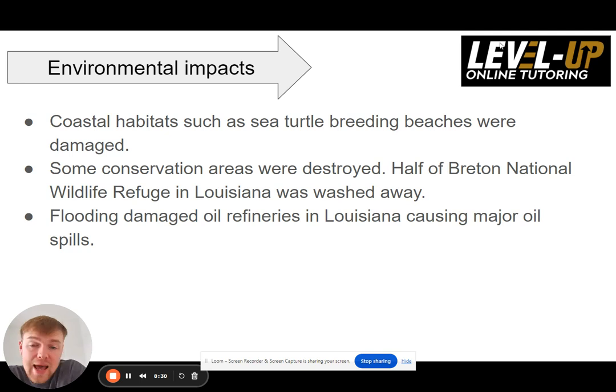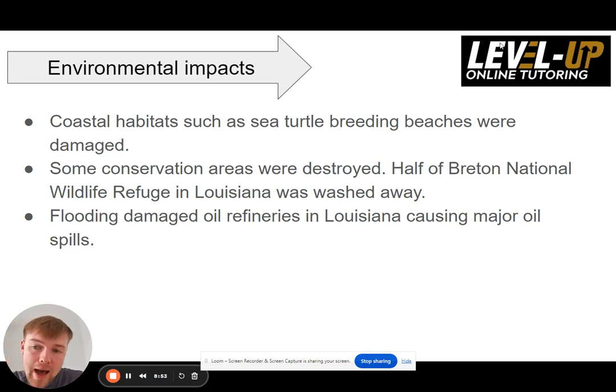Again, similarly, conservation areas were destroyed. Half of Breton National Wildlife Refuge in Louisiana was washed away. So again, some of that will be quite natural. Some of that will have been maintained for a purpose. Again, thinking about local people's jobs, thinking about international tourism and that sort of thing.